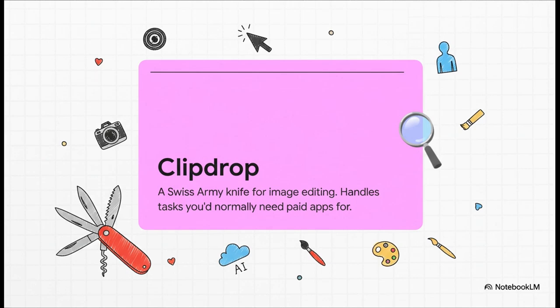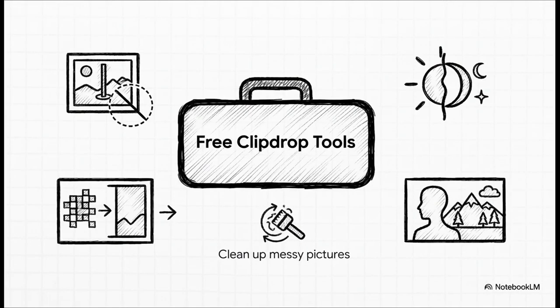It handles a whole bunch of different tasks that normally you'd need a handful of different and often paid apps to get done. And just check out this list of things it can do, and this is all on the free plan. You can remove stuff from your photos, completely change the lighting, make a low-res image look sharp, generate new backgrounds. I mean, it's a shockingly powerful set of tools for something that costs you nothing to start using.